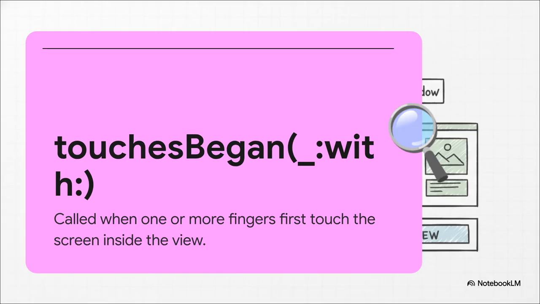So this method, touchesBegan, it's basically the starting gun in a race. It is the very first signal your app gets, and it's telling you, hey, a new touch has just started. This is your chance to get ready for whatever's coming next, to prepare your app for the journey ahead.